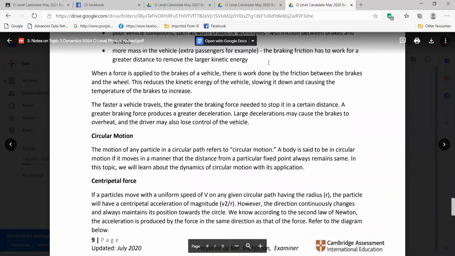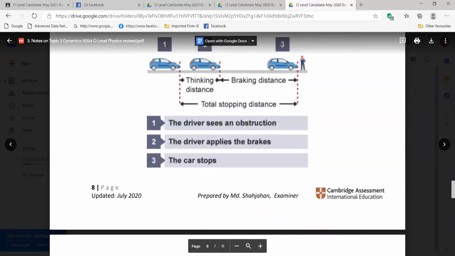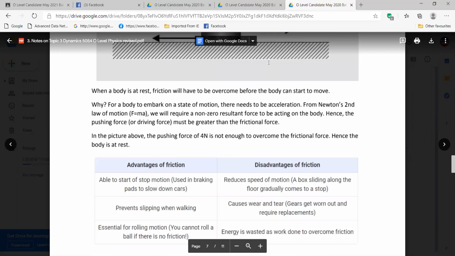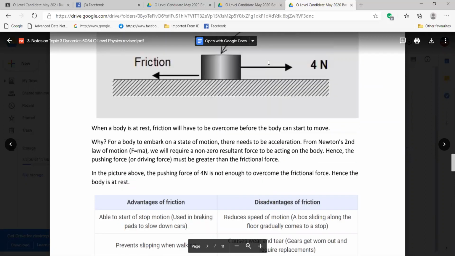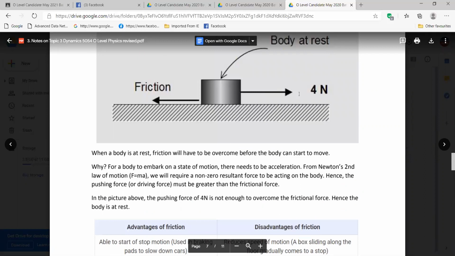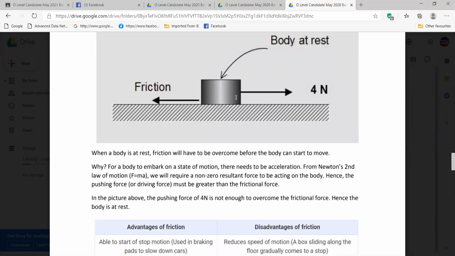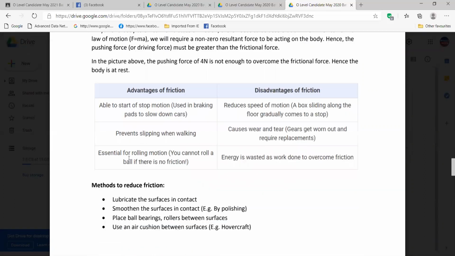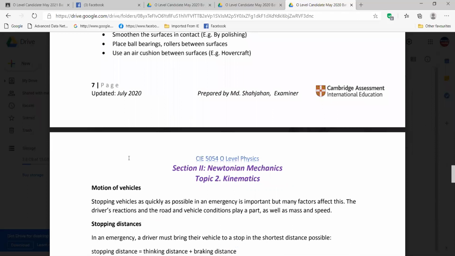Another thing I am sharing with you, that frictional force always works against the motion. The direction of frictional force will always be opposite to the motion of the object. That one you remember. And this idea will help us to understand some of the questions.